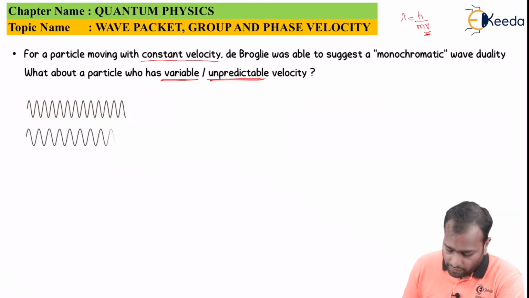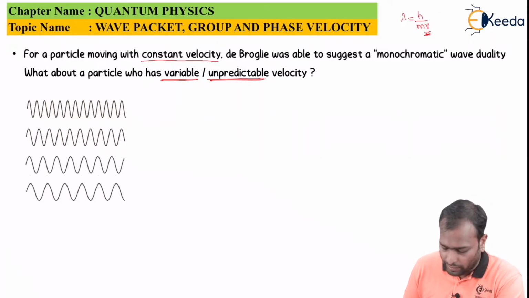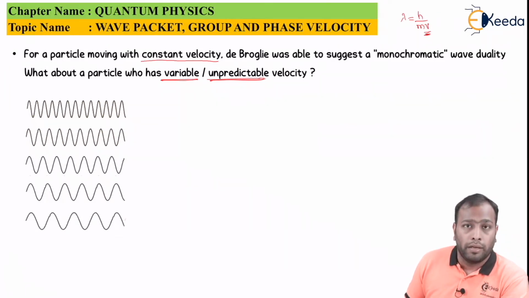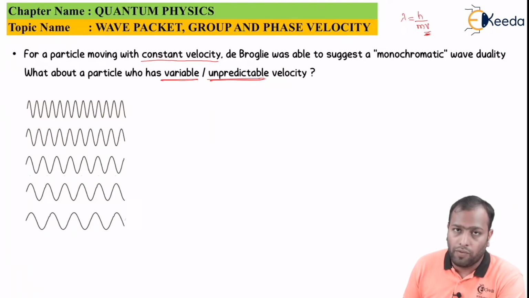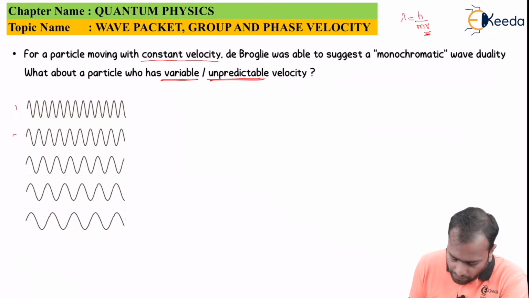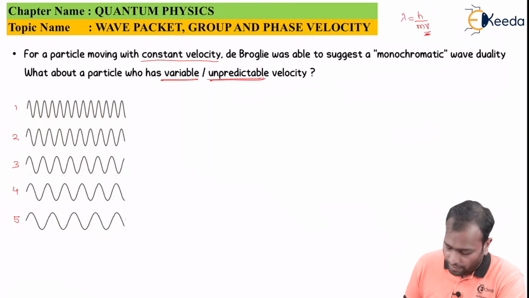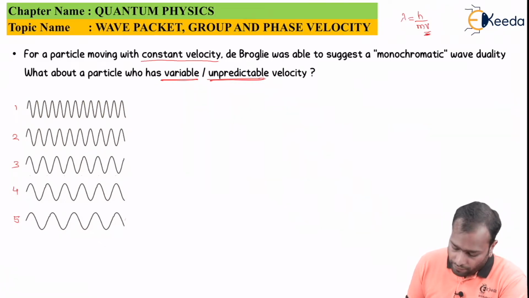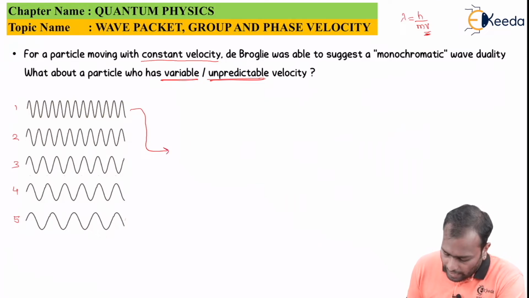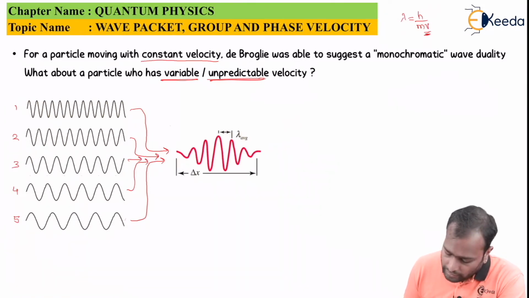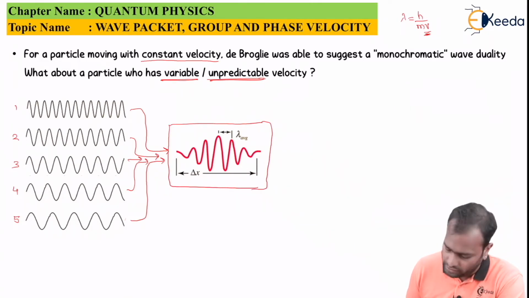Now, here we have another wave as well, and yet another wave. Here, the wave is not composed of a single wavelength, but you can see this is wave number 1, wave number 2, 3, 4, 5. This is composed of 5 waves. Now, if these 5 waves are added together, we will get a wave pattern similar to this. This is the resultant of all the 5 waves added together, which is called the wave packet.